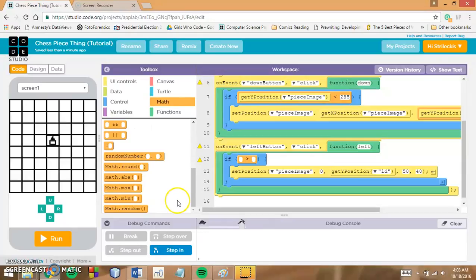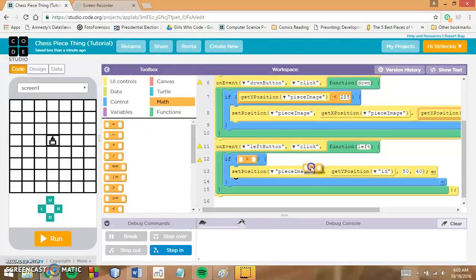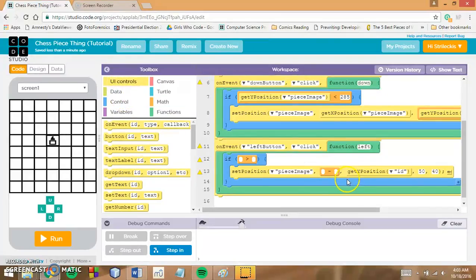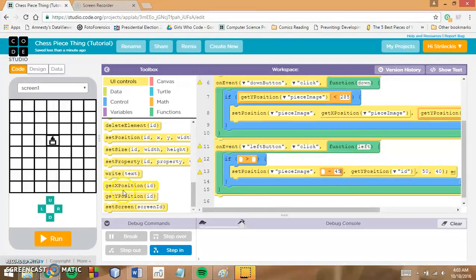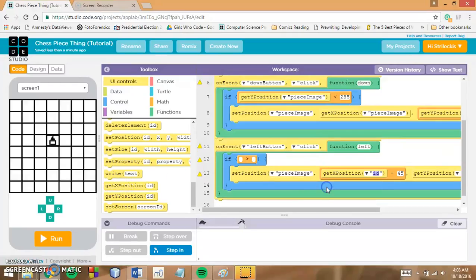So let's go ahead and try that. We're moving to the left, we're going lower, we're subtracting. So we're going to subtract 45 from the current x position of the piece. Think that makes sense so far.